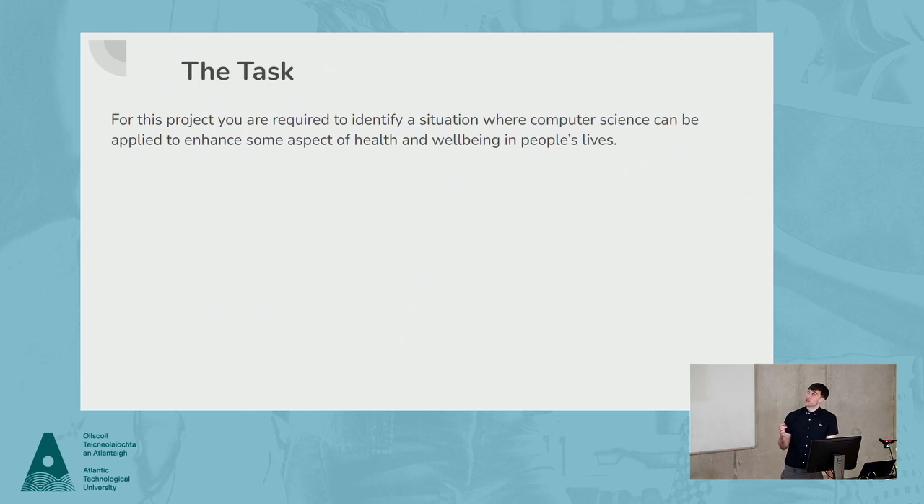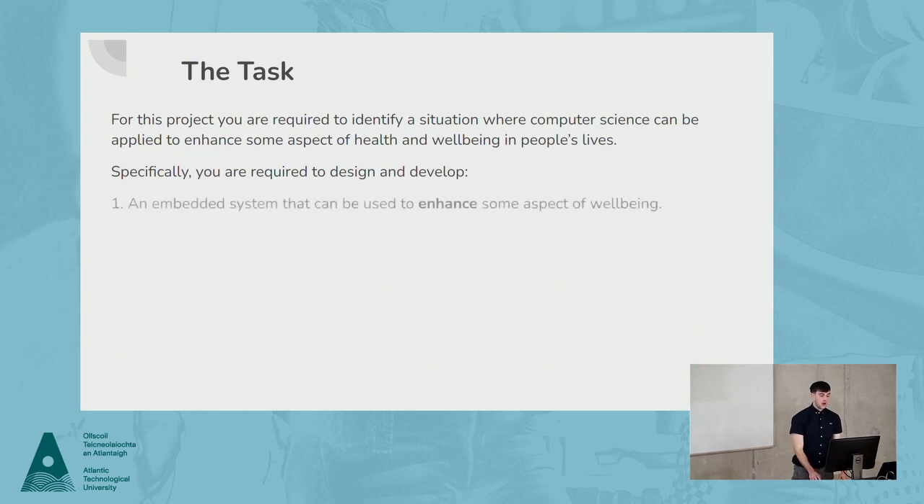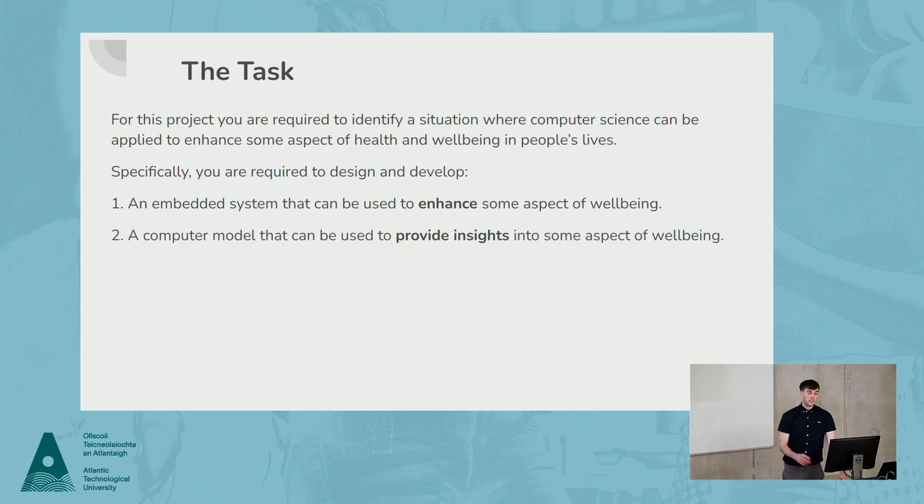So the task itself: you have to identify a situation where computer science can be applied to enhance some aspect of health and well-being in people's lives. You know from looking at the brief, there are a lot of areas it goes into: sports, sleep, nutrition, loads of different areas. I've seen lots of different ideas and projects in my class alone. The main thing is it says an embedded system that enhances some aspect of well-being. So it has to enhance, it has to make a difference.